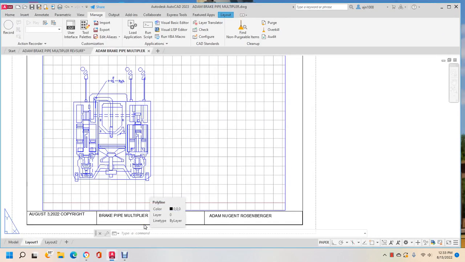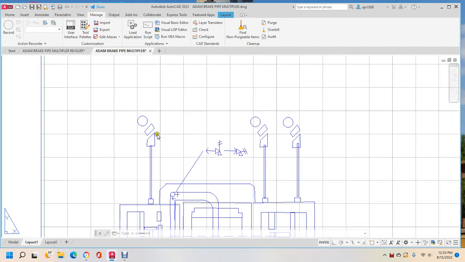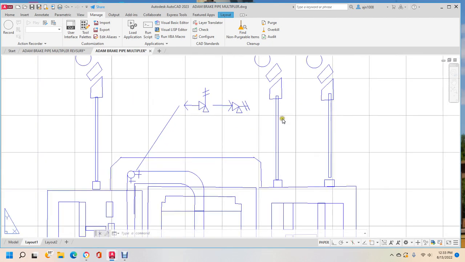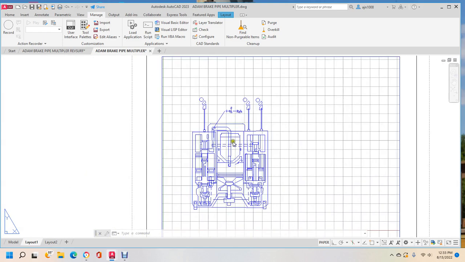All right, hi. I'm looking at the brake multiplier. These things right here are glad hand air pipes. They have what they call a tailpipe. And when they drive a passenger car, which would be the last car on the train, you could dump all the air.